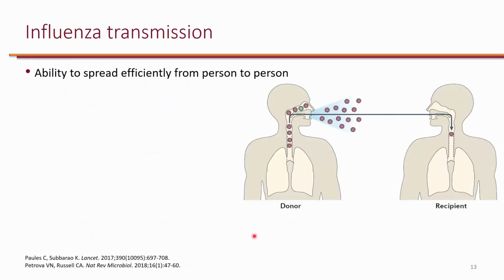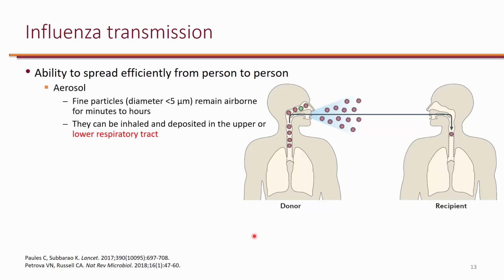Now let's take a look at influenza transmission. The influenza virus actually has the ability to spread very efficiently from person to person through three routes. So one route is by aerosol, which are basically the fine particles that remain airborne for minutes to hours, which basically comes from a donor or an infected patient, and they can be inhaled. And because they are so small and fine, they can actually go deep into the lung. And because they go deep into the lung, they can cause lower respiratory tract infection.